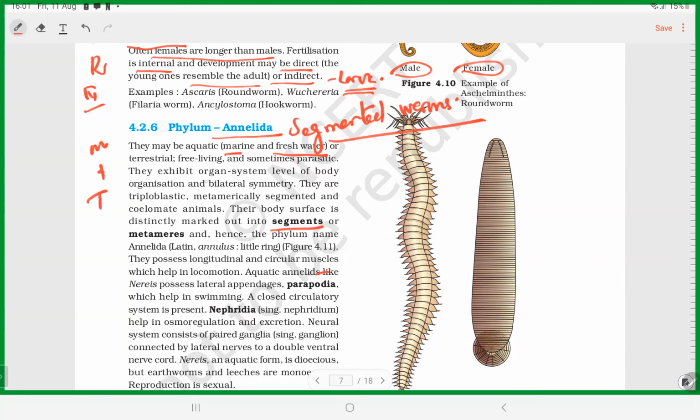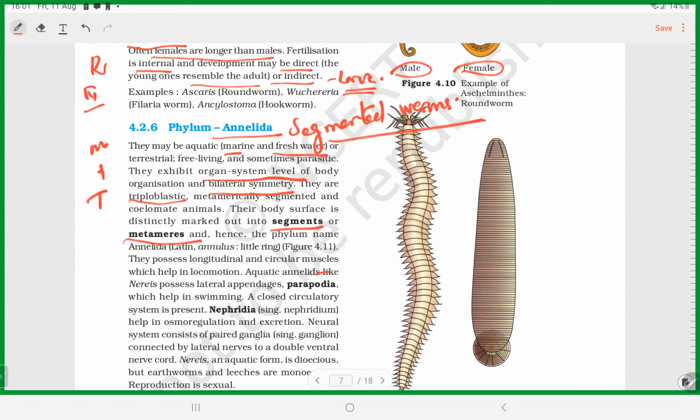And they show organ system level of organization, and bilateral symmetry. Okay, so these are all the main important characters. First point, they are aquatic as well as terrestrial. Second point, they show organ system level of organization. Third one is they show bilateral symmetry. And then they are triploblastic. That's the fourth point. And then they show metamerism.